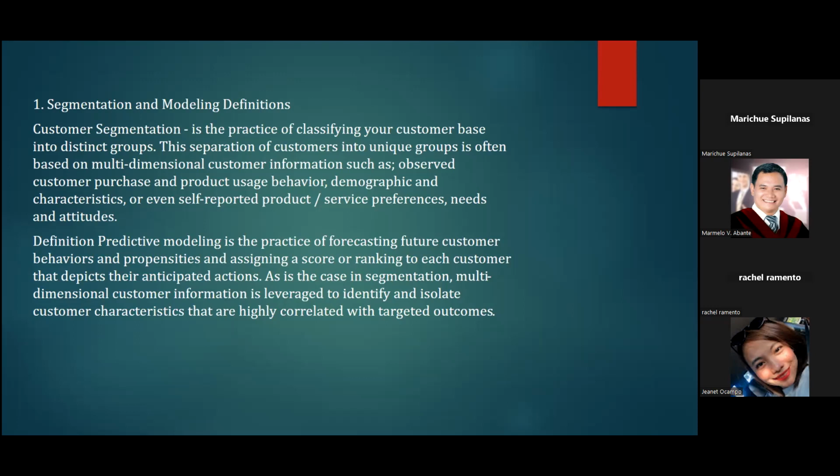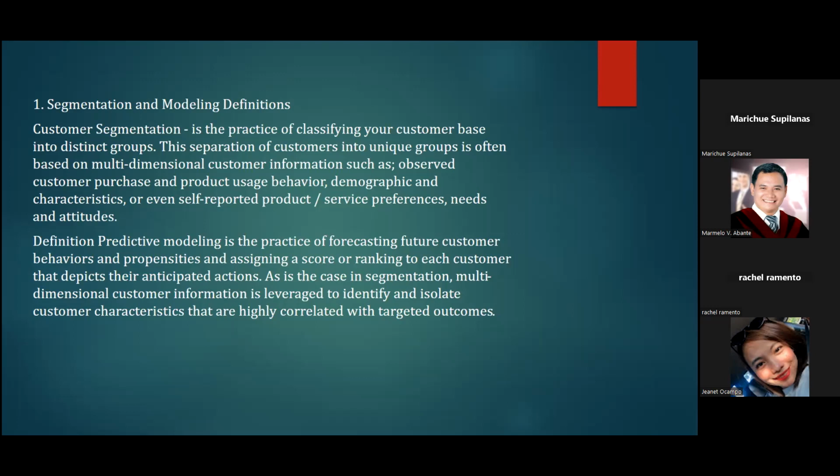overview of the differences from an analytic techniques perspective, in an effort to make the concept less abstract. So the segmentation and modeling discussion flow: definitions, applications, and use cases.